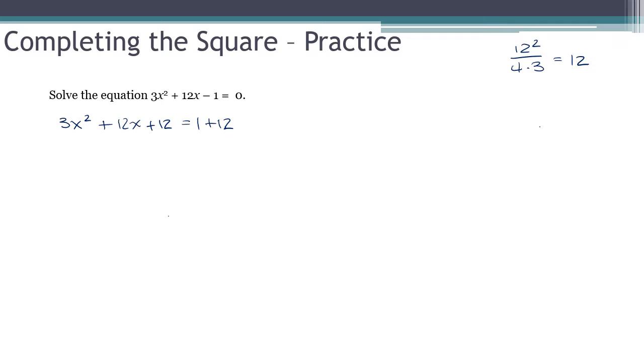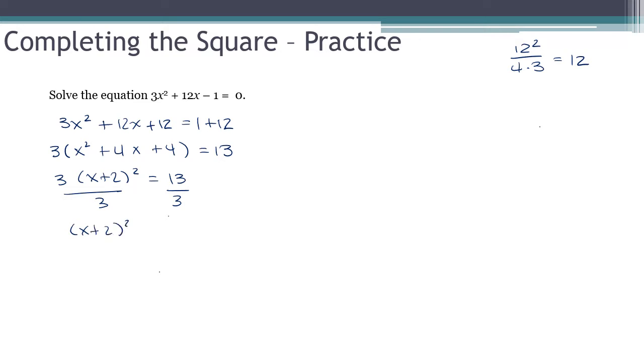Now, it's not looking like I can factor that left-hand side, but look, notice there's a greatest common factor I can take out. I can pull out a 3 and make this x squared plus 4x plus 4 equals 13. And now that is a perfect square. This is 3 times x plus 2 squared equals 13. All right, now before I do square roots, let's move that 3 over. Let's divide everything by 3. X plus 2 squared equals 13 thirds.